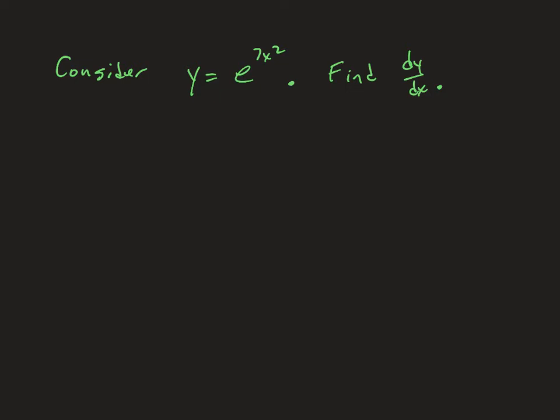I want to start with something that we've already worked with, which is trying to find the derivative of a function like y equals e to the 7x squared. We've already learned how to do the derivative of e to the u. It's just e to the u times u prime. So if I were looking for dy dx here, I'd get e to the 7x squared, because that's e to the u, but I'd have to multiply by 14x, because that's the u prime. So the derivative of e to the 7x squared is 14x e to the 7x squared. And that's something that we've already covered.